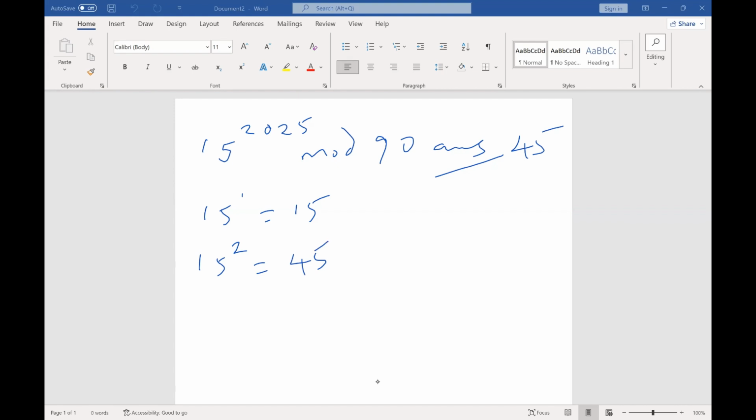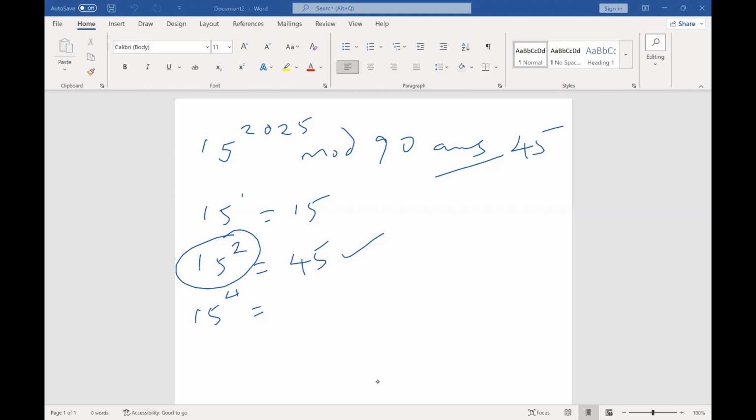Then what about 15 raised to 4? We are squaring the previous answer. So we've squared this, we got this. Now we square this. It is the same as 45 squared. When you square this, you get 15 raised to 4, which is 45 squared. So what is 45 squared? You get 2025. Is that okay?